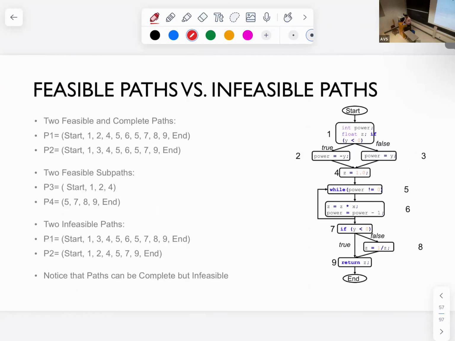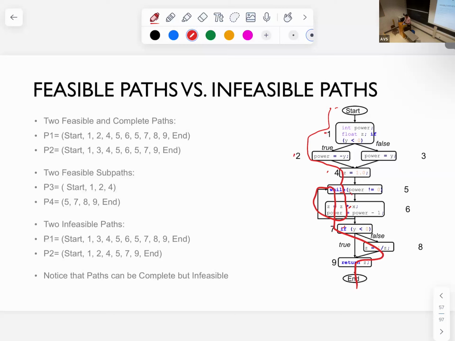To give you an example, a feasible path is start, 1, 2, 4, 5, 6, 7, 6, 5, 6, 5, 7, 8, 9, end. This is a possible path, and one can find an input that satisfies this path.